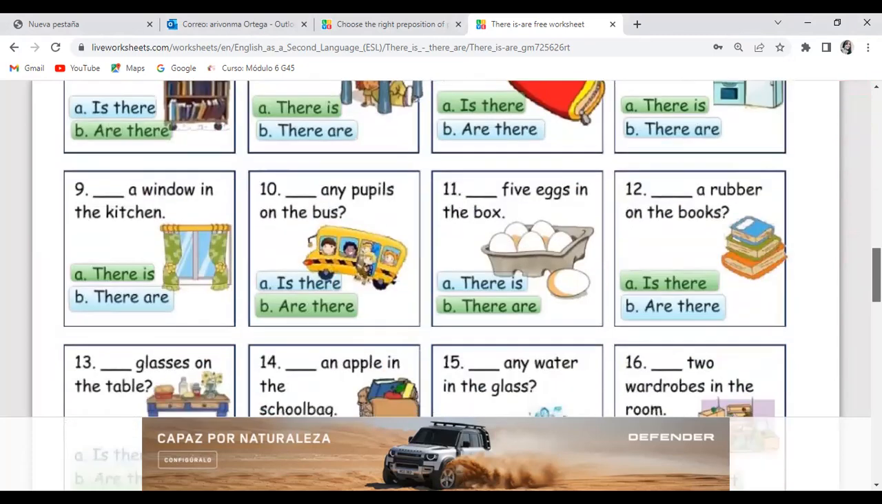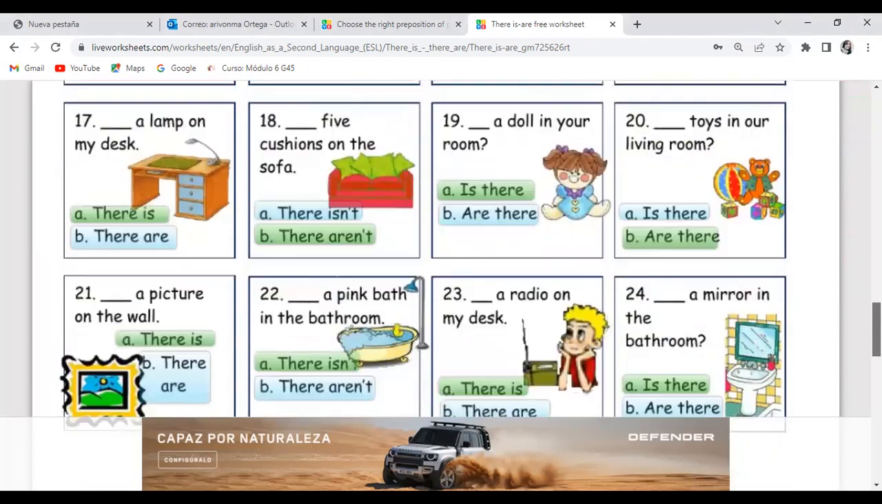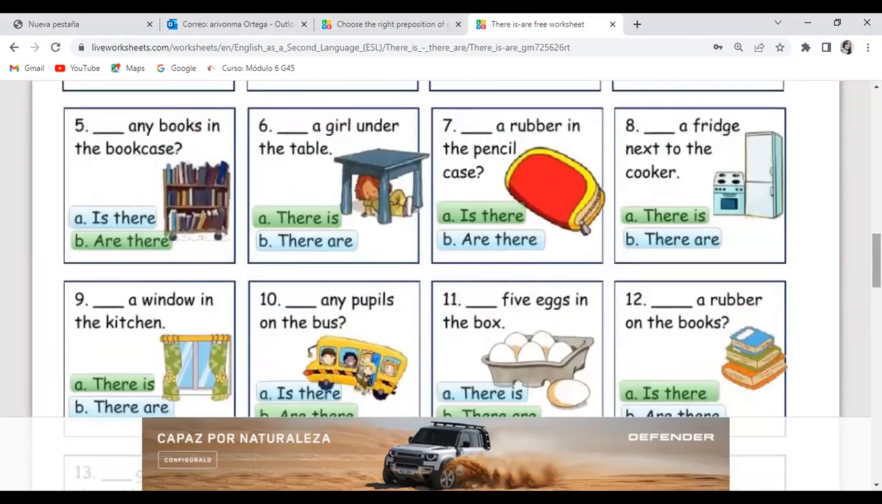Excellent, guys. We did it very well. So what was the purpose of this exercise? In this exercise, you had to use there is and there are in affirmative, negative, and question form, okay? Remember, guys, that in the activity number 3, you have to use there is and there are. So this is a very useful exercise for you guys.